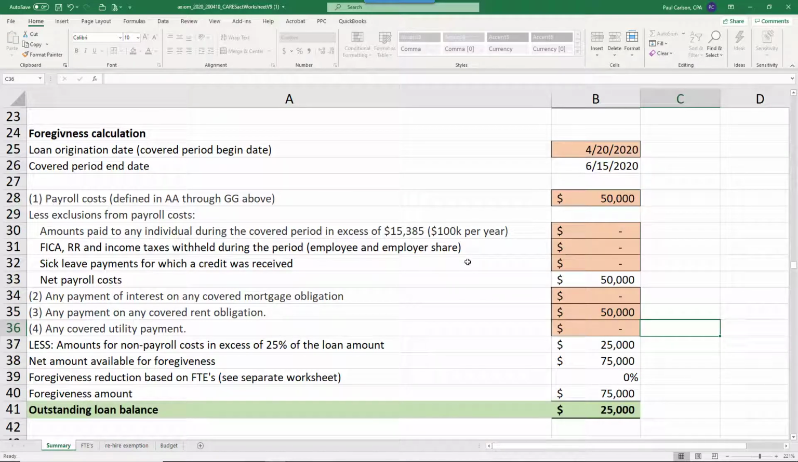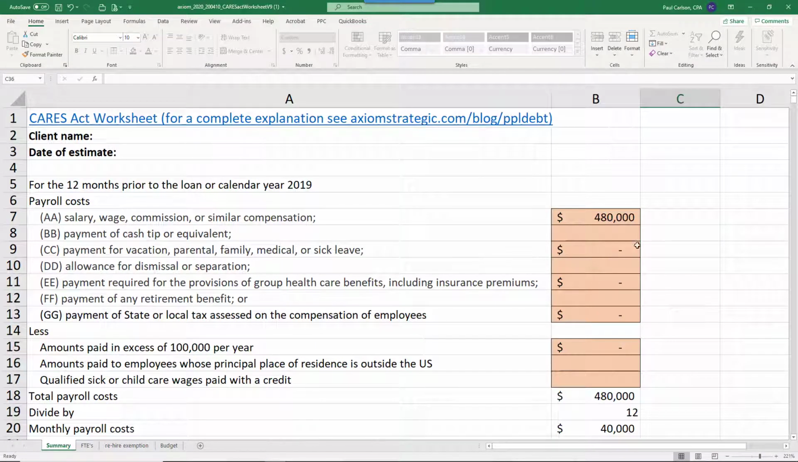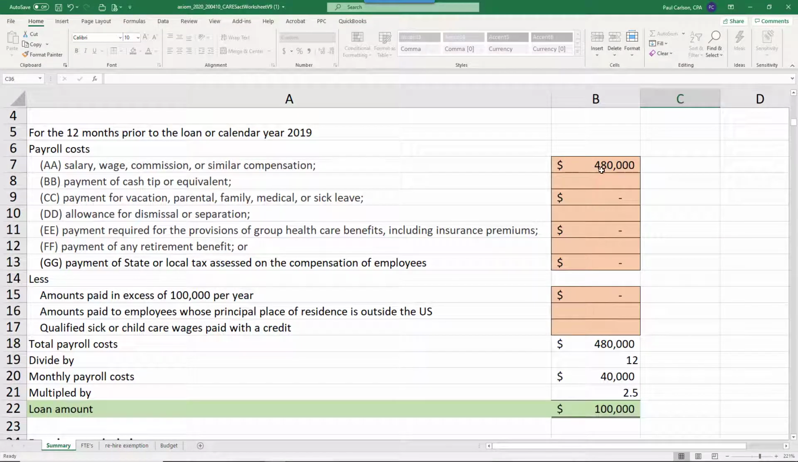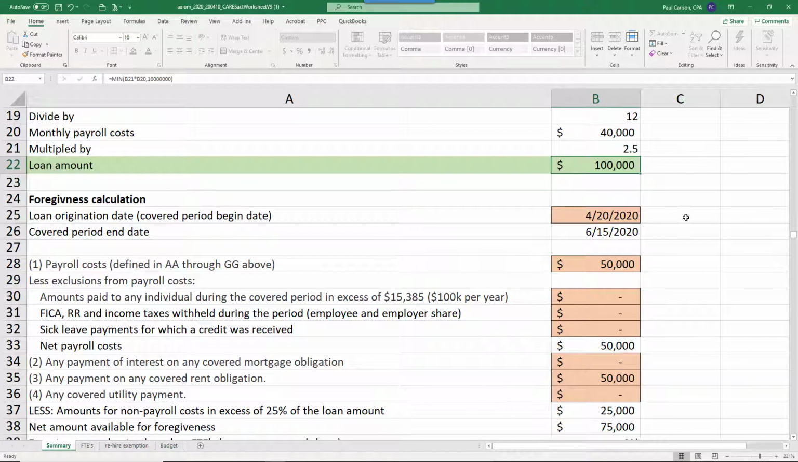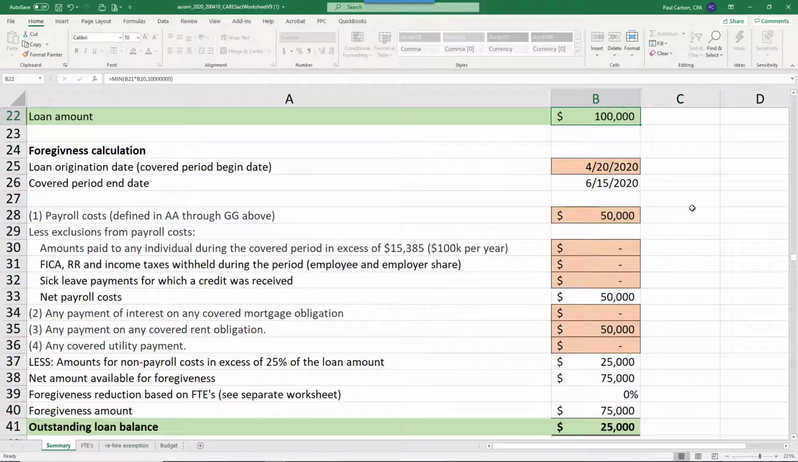We have two constraints that we need to watch for in the forgiveness calculation. One is dollars spent, and two is the full-time equivalent threshold, so the number of employees or headcount adjustments. In this example, again trying to keep this simple, we have a firm with $480,000 of annual wages. They qualified for a $100,000 PPP loan. So now we're calculating how much they can have forgiven.